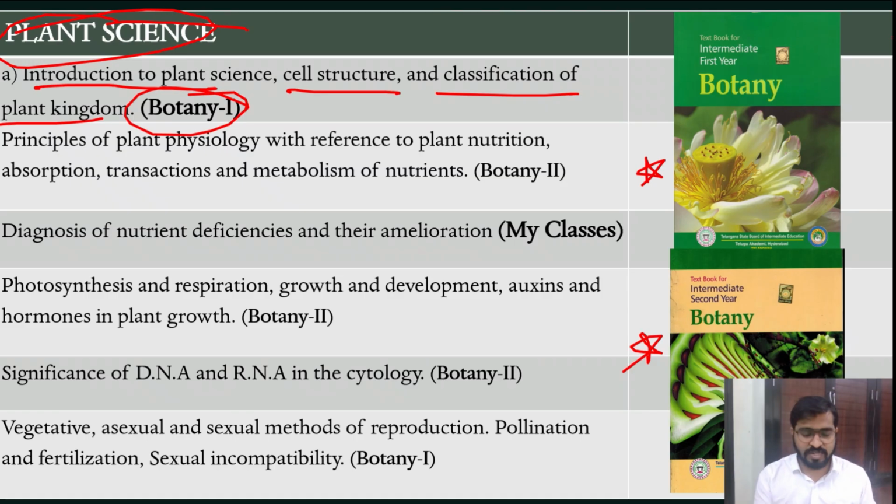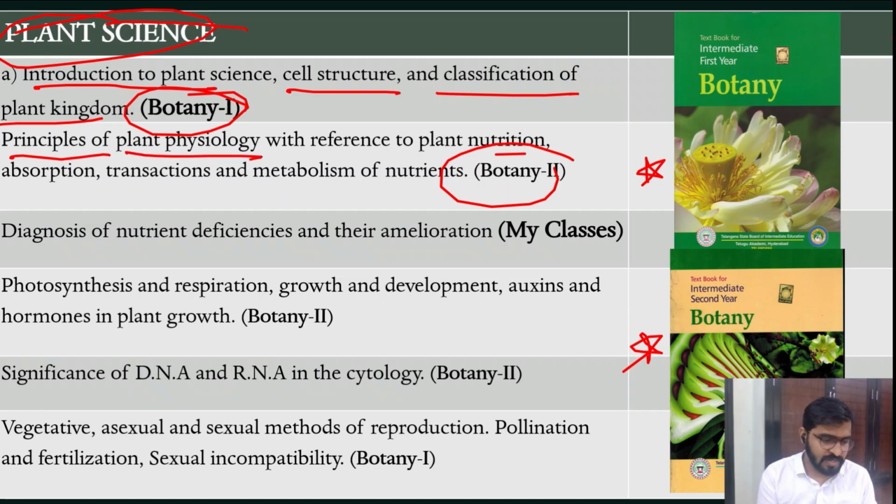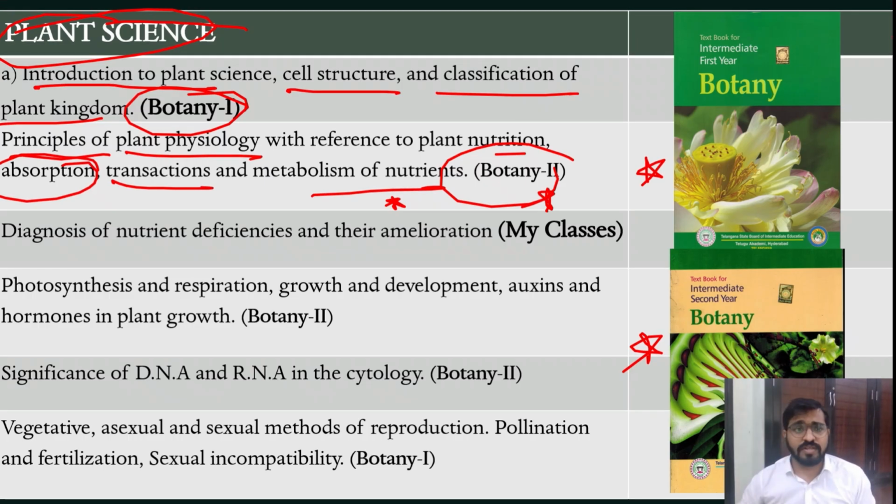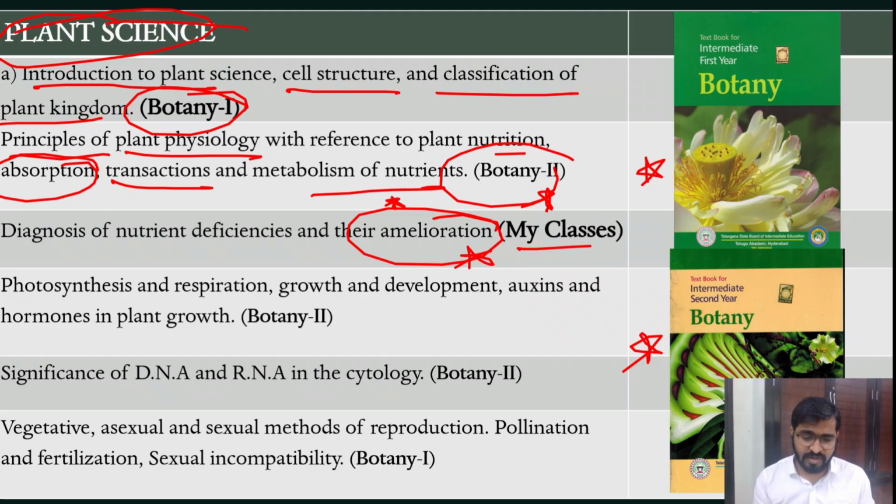That is how I have given the syllabus here for each and every section. For principles of plant physiology, nutrition, absorption, transactions and metabolism of nutrition, we can refer to the botany second year book. For diagnosis of nutrient deficiency and their amelioration, I will take classes based upon your interest. If many people show interest, then I can give these notes in detail in coming classes.